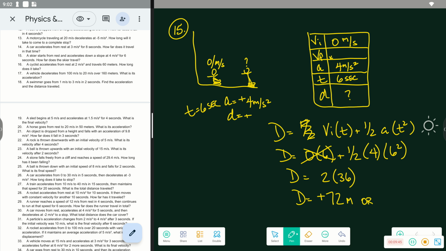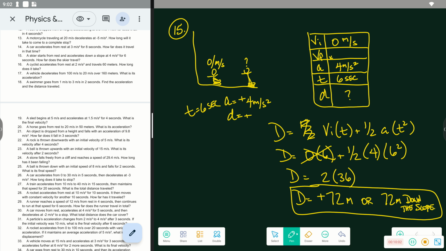Or, in this case, if you said positive 72 meters or 72 meters down the slope, I would accept either one of those answers, especially for this type of question. But I shouldn't have put this question in there because this deals with up, down, left, and right, which we'll do in two-dimensional motion later. So don't let that confuse you. Okay, let's go to 16.